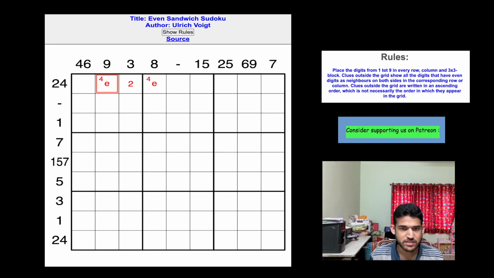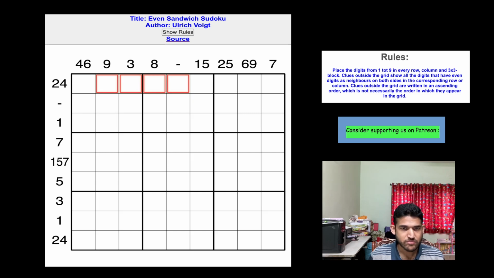So let's say 4 is here, this becomes an even cell, or if you consider that 4 is here, this becomes an even cell, this one, right? So when you see 2 even clues outside, this is what I was trying to say. The 4 even digits in that row or column will always be in a sequence. So this is a very basic step in this Sudoku.